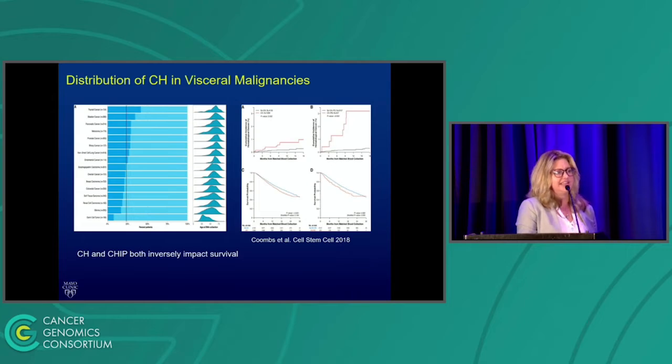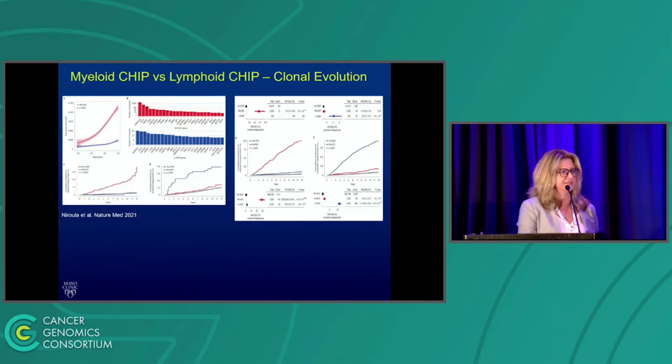They show that if you have CH, not just CHIP, any mutations, even without involving a leukemia driver, you have a higher risk of therapy-related myeloid neoplasms. But if this involves a driver mutation, then the risk goes up very high. So they're able to show that this is relevant in other cancers.